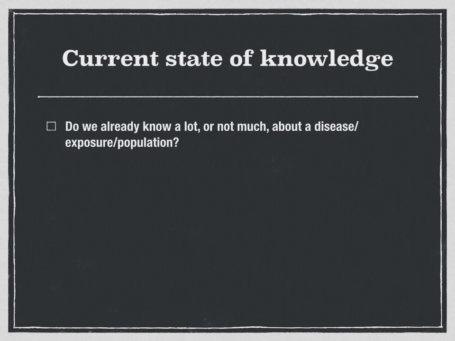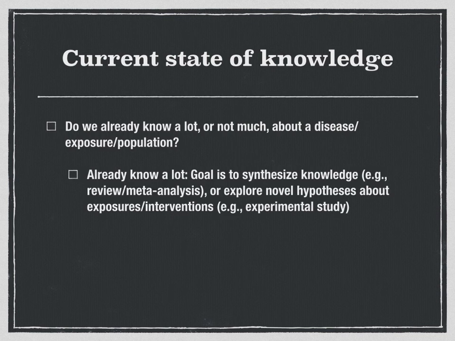Another important consideration is the current state of the knowledge on your topic. Do we already know a lot about a disease, exposure, or population? Or are they new to us or just not very well studied? If we already know a lot, any new studies on the topic would seek to synthesize the knowledge. So you'd be doing a review or a meta-analysis.